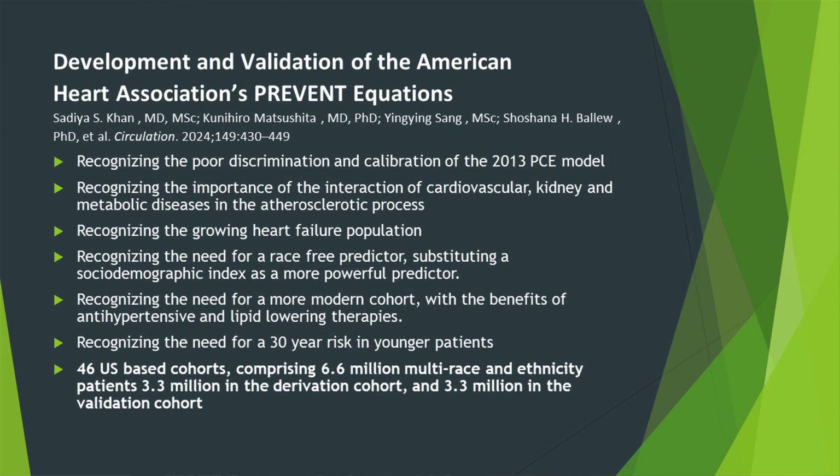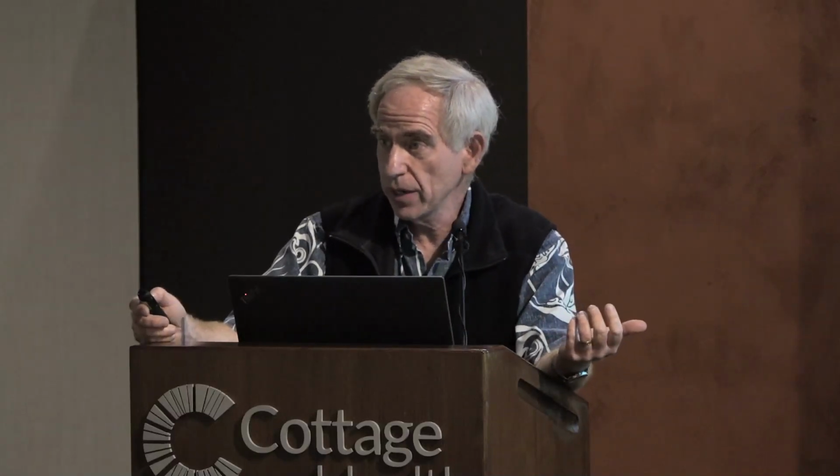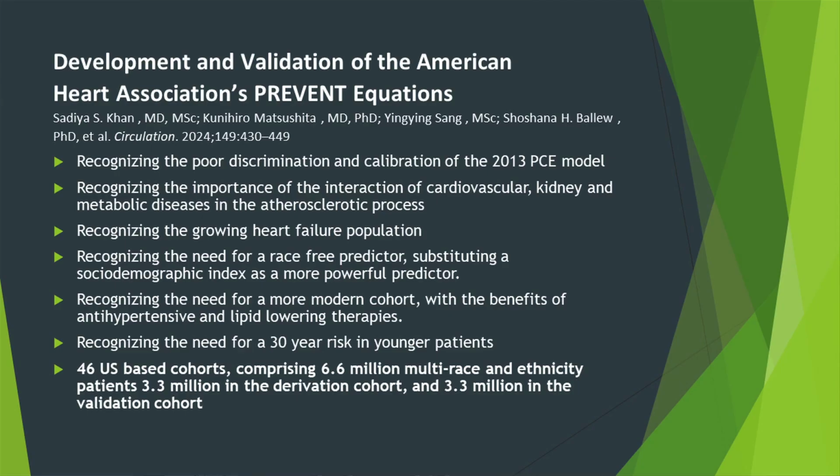And what they did was they basically created a whole new calculator, which just came out this year. Has anybody heard of it? It's called PREVENT. Okay, I'm going to talk about it just for a minute. I know I'm really running late. But instead of 5 cohorts, they used 46 cohorts, most of the things that I showed you on the previous slides, comprising not 25,000 patients, but 6.6 million patients. And they used half of the cohort to develop the model and the other half to validate the model.